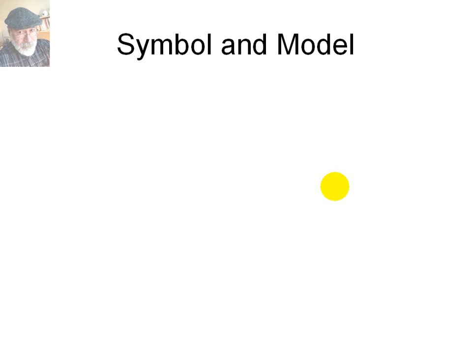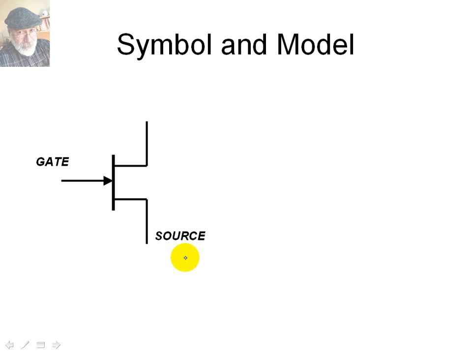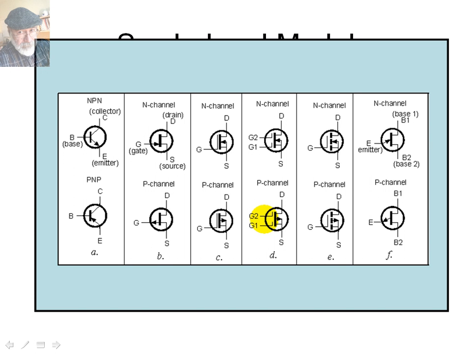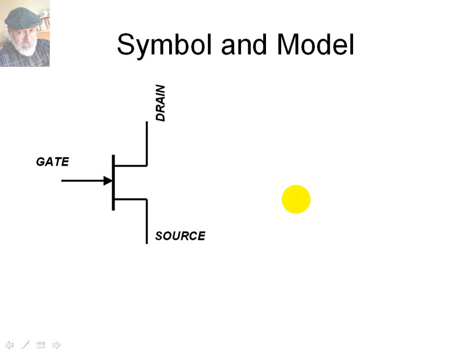We need a symbol for this transistor. This is going to be the symbol. We identify the gate, the source, and the drain. There are other symbols for this transistor, and I invite you to pause the video and look at each one of them carefully. But this is the favorite one in many textbooks and in industry as well.